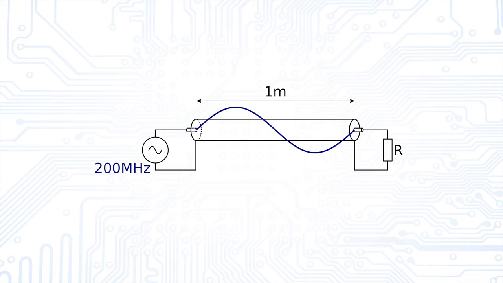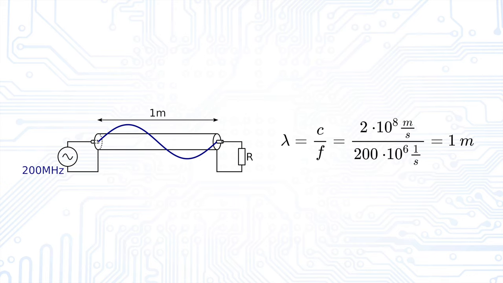1 meter and 200 MHz are of course not randomly chosen. At this frequency, the wavelength in a cable is exactly 1 meter. So, exactly one period of the voltage signal fits into the cable. So we can no longer assume that the wire has the same voltage and current at all points. This means that the voltages and currents in the high frequency domain behave more like waves running back and forth.